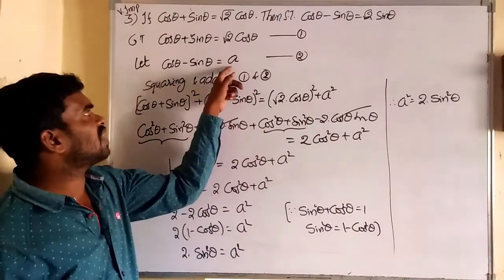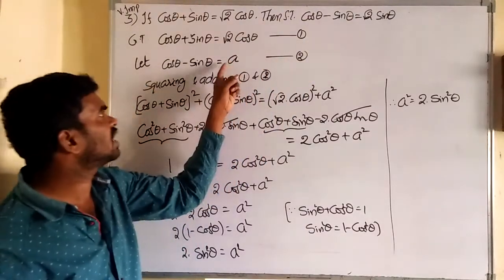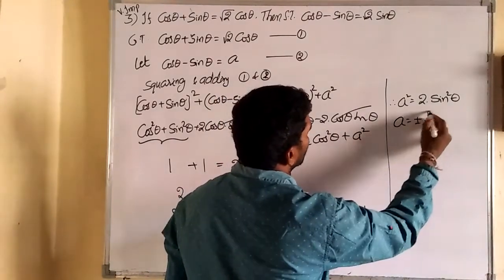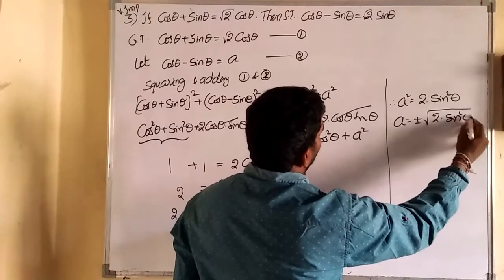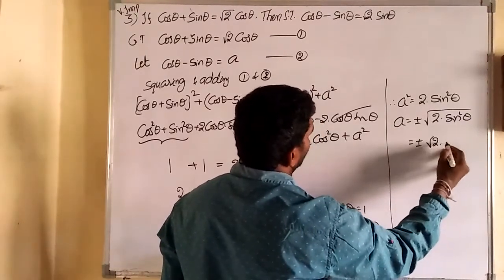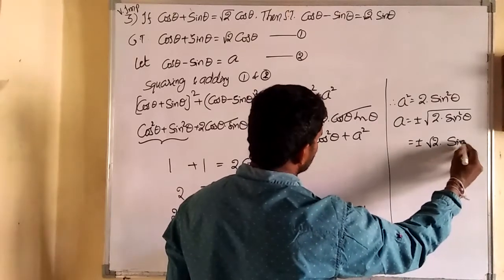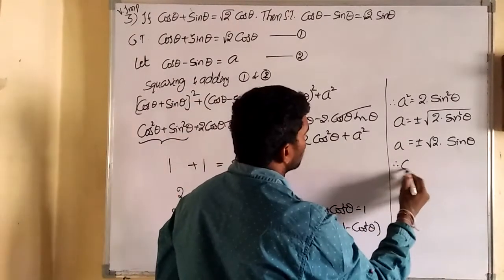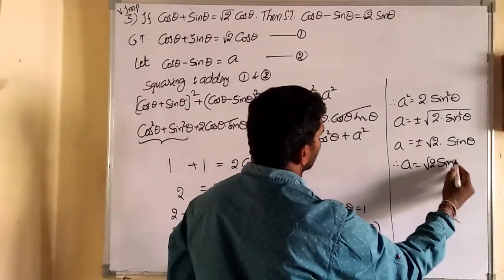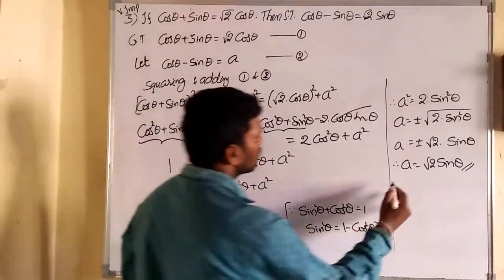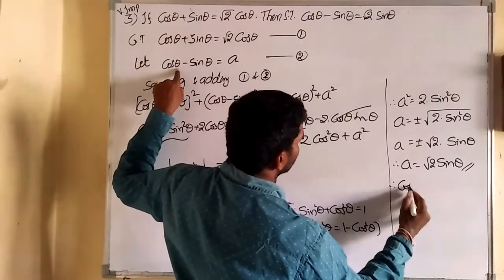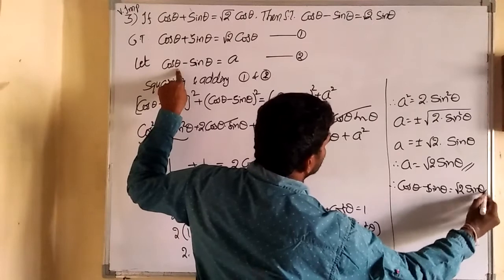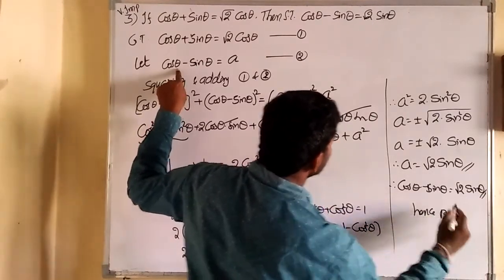Okay, we want the A value, but we have A square. So taking square root on both sides, A equal to plus or minus root of 2 into sin square theta. So it becomes plus or minus root 2 into root of sin square, which means sin theta. So what do we get? A equal to root 2 sin theta. I am taking only the positive value, A equal to root 2 sin theta. So got it? Hence proved. Therefore cos theta minus sin theta is equal to root 2 sin theta. This is the answer. Hence proved. Is it easy or not?